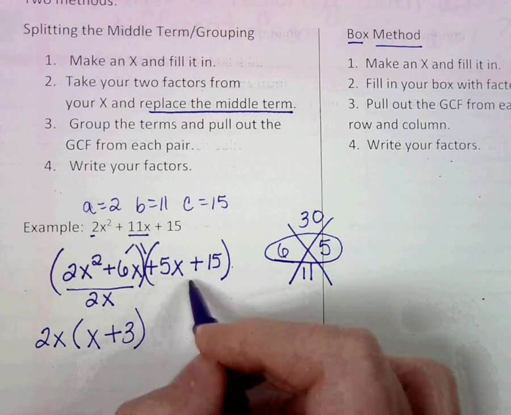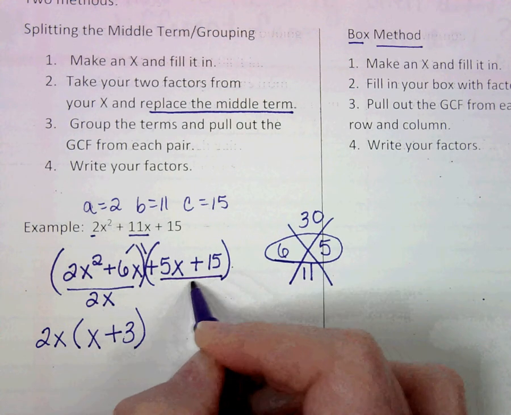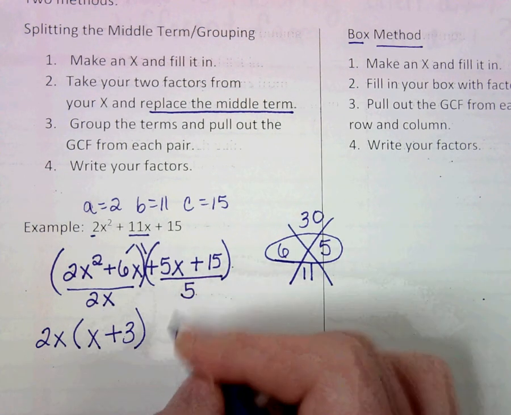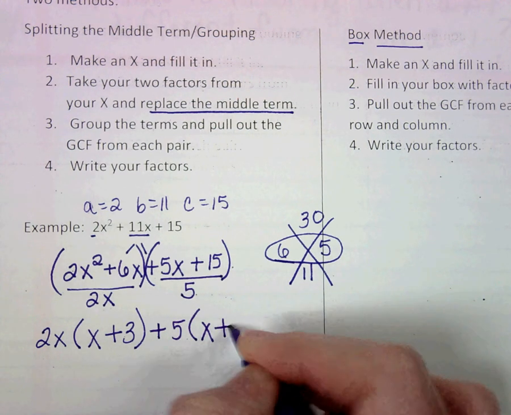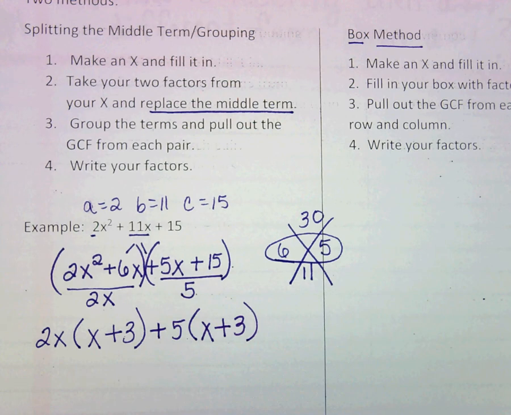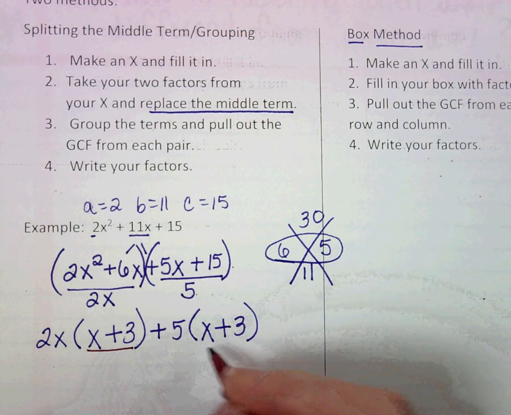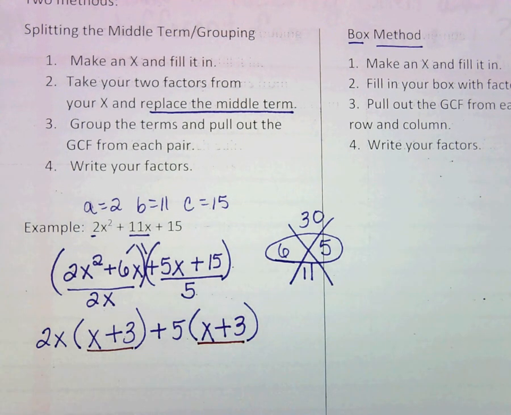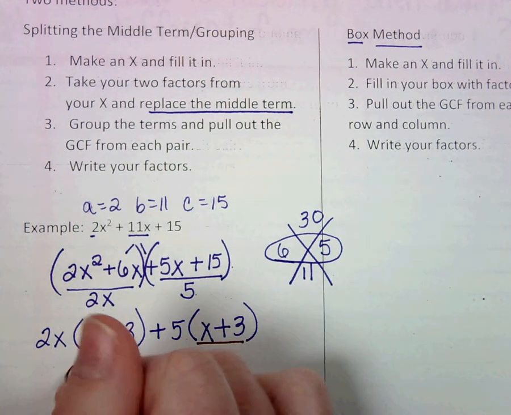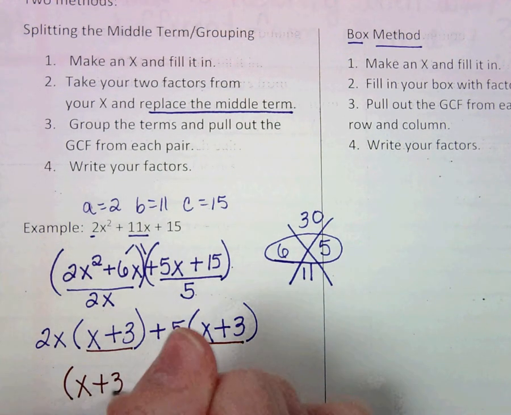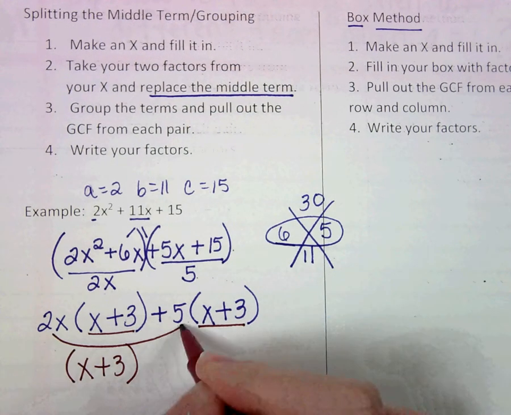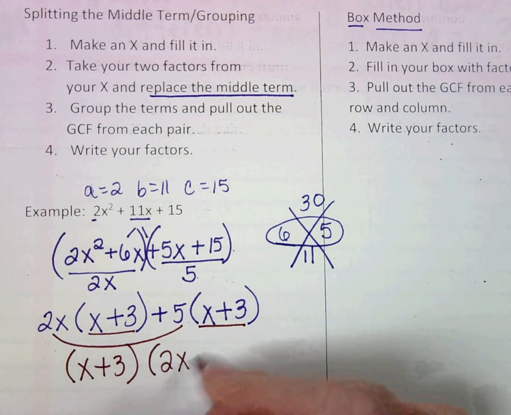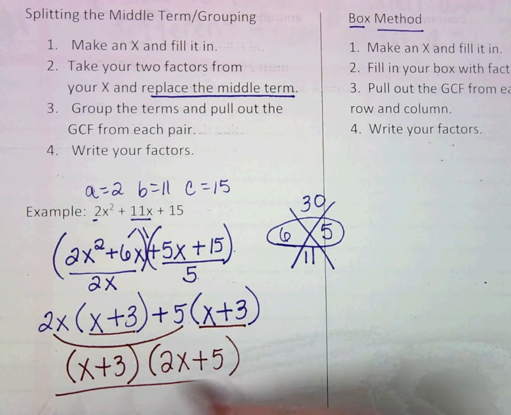Now let's look at our second pair. Our greatest common factor here is 5. When I divide out the 5, I'm left with x plus 3. Now, do you see something in common? You should. If you did it correctly, you should have common binomial factors right there. And so one of our factors is x plus 3, and then the other factor is 2x plus 5. Okay, and that's it.